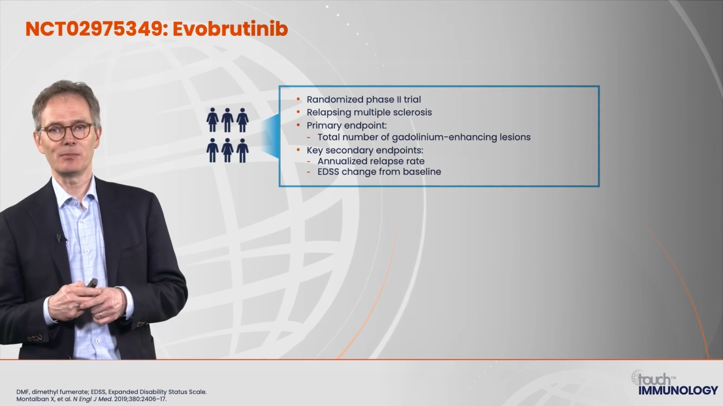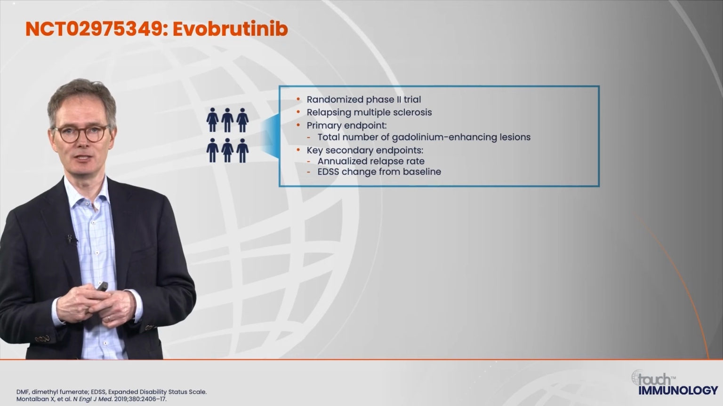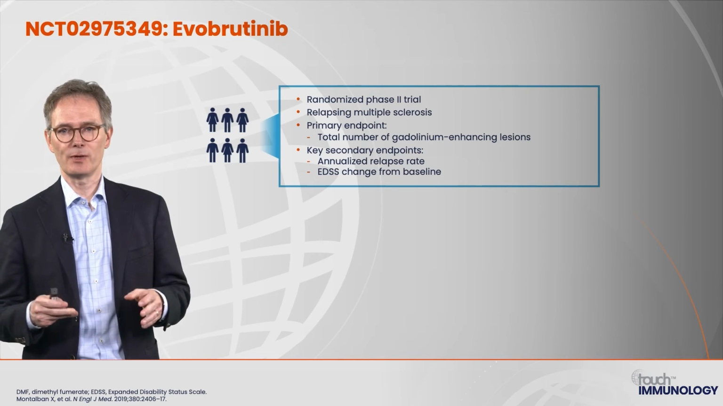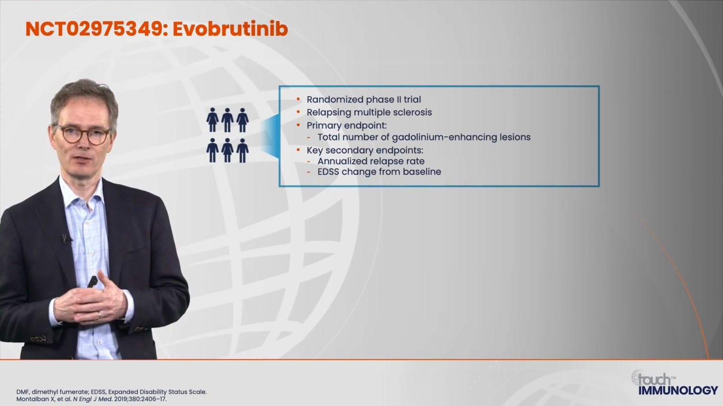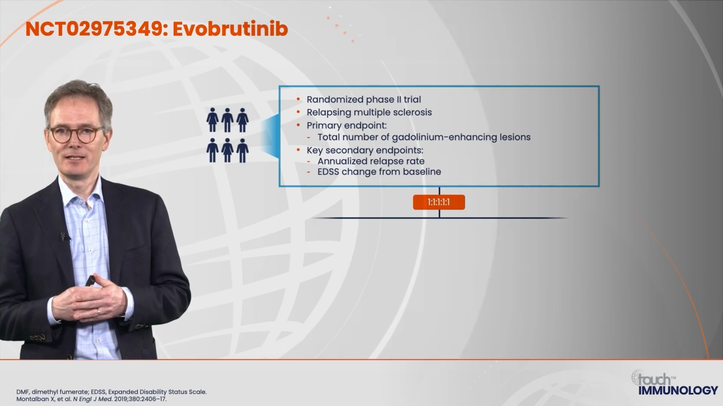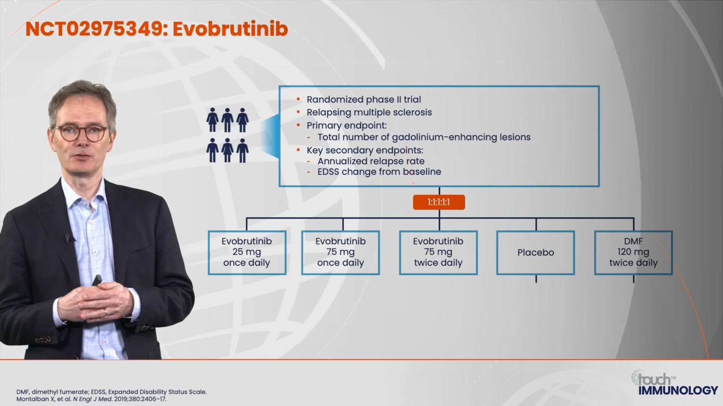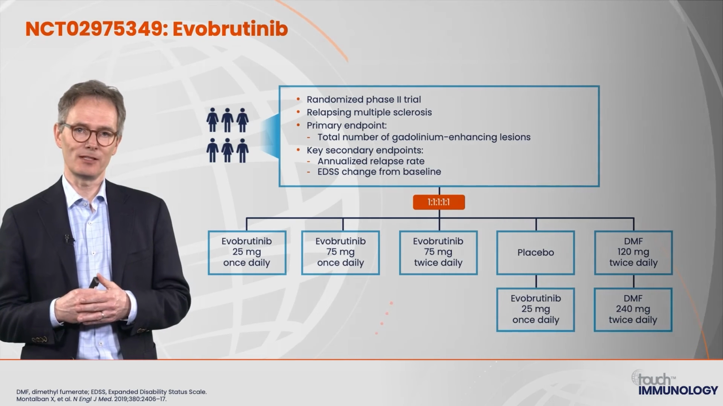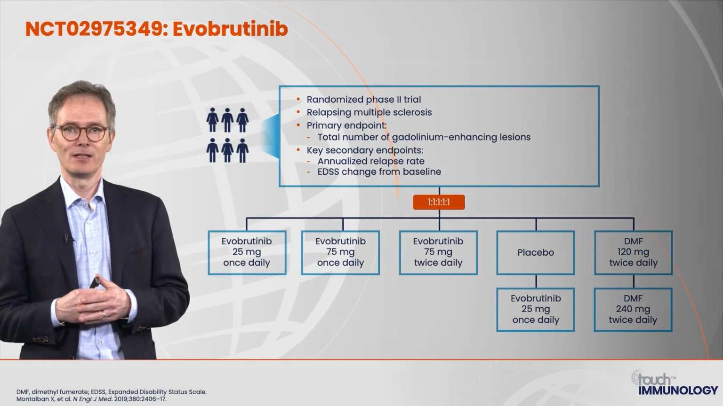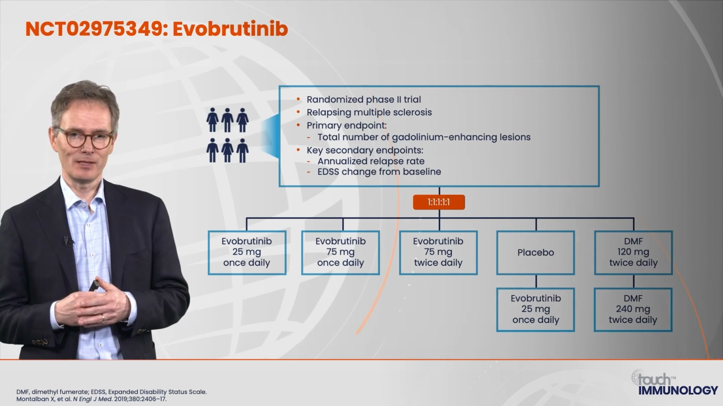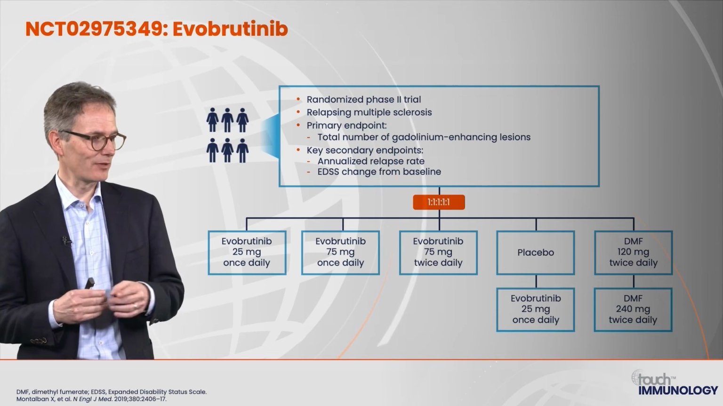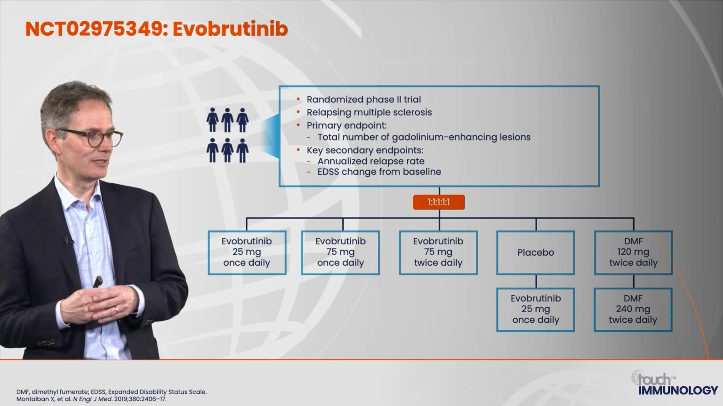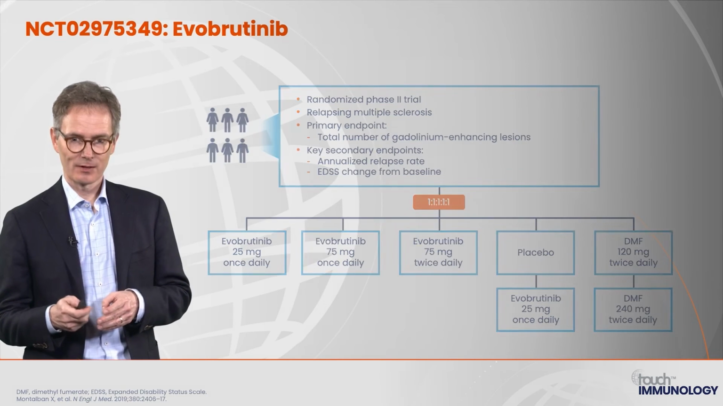The primary endpoint of the trial was gadolinium-enhancing lesions. Phase 2 trials are always quite short, so this trial was 6 months long, and the number of patients is quite small. In this trial, patients have been randomized to 5 groups: evobrutinib 25 mg once daily, evobrutinib 75 mg once daily, 75 mg twice daily, placebo, and DMF as a comparator group.